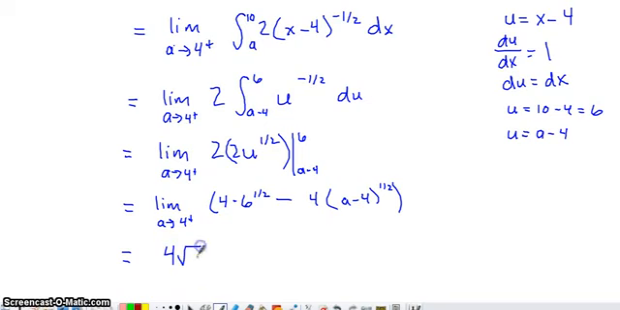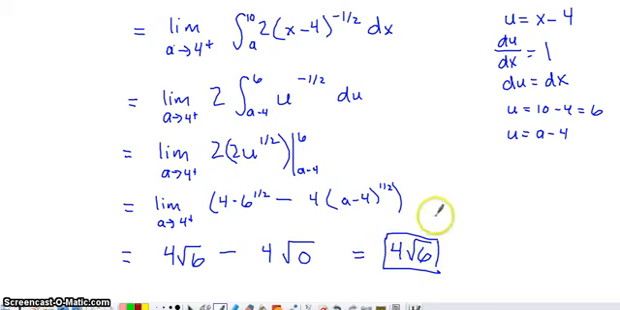We're going to get 4 square root of 6, so I'm just kind of reverting back to root notation rather than fractional power. And this other piece here is going to be 4 square root of 0. We just had to confirm that we could put values slightly bigger than 4 in place of this a. We did that 30 seconds ago. And what we end up with for the value of this improper integral is 4 square root of 6. So this improper integral converges, and its value is 4 square root of 6.